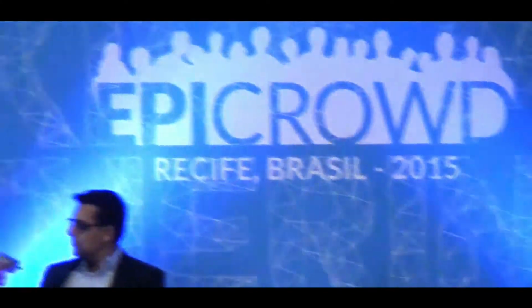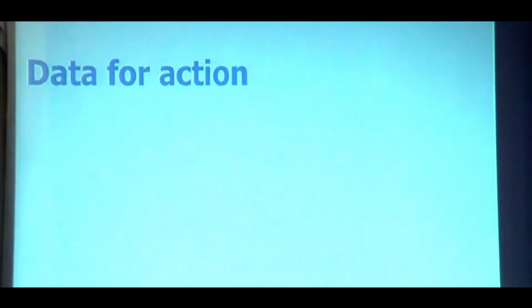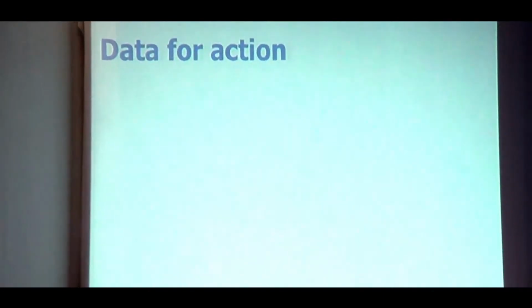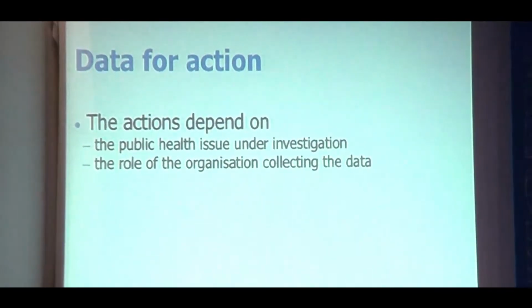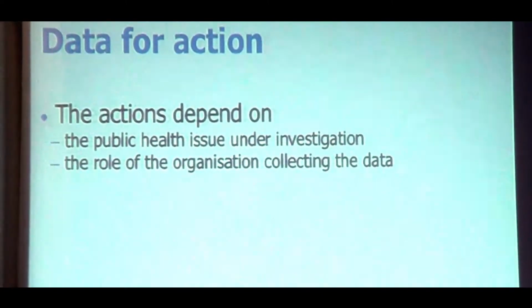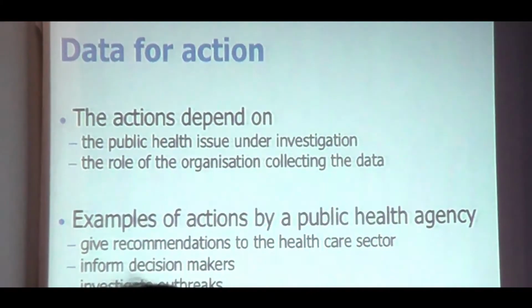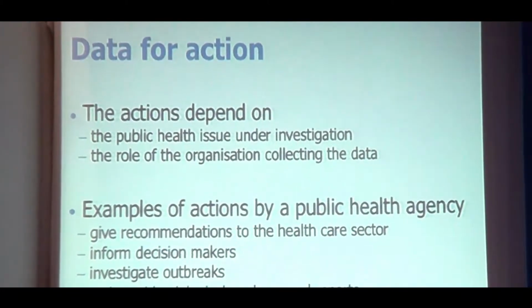So, within the field of public health, we often talk about data for action, thus emphasizing that the data that we collect are meant for, well, action. Now, these actions can vary depending on what public health issue we are investigating. The actions will also vary depending on the function that the organization collecting the data has. So examples of actions that can be taken by a public health agency are to give recommendations to the healthcare sector, to inform decision makers, to investigate outbreaks, and to make epidemiological analyses and reports.